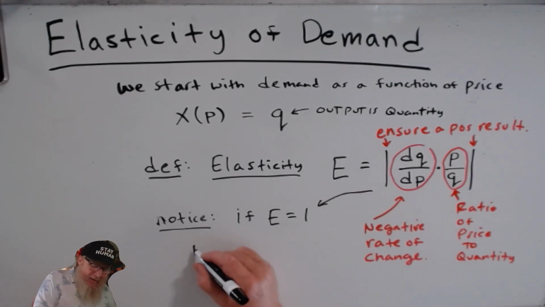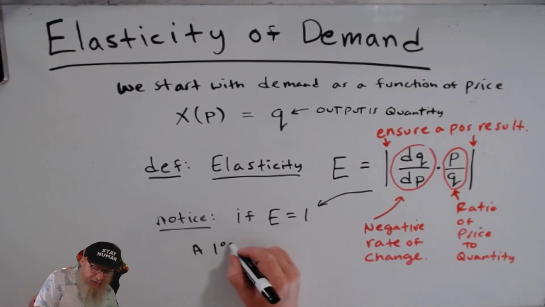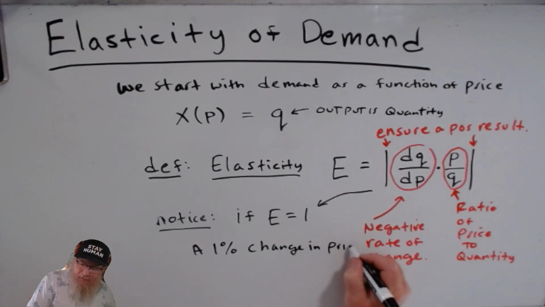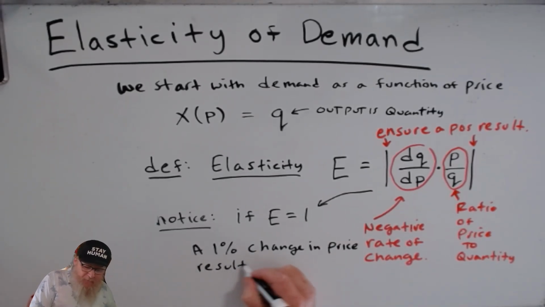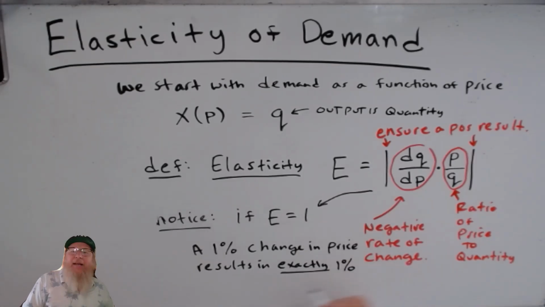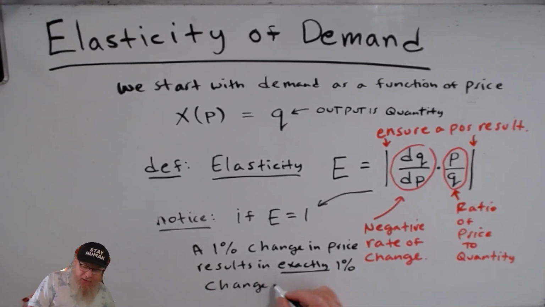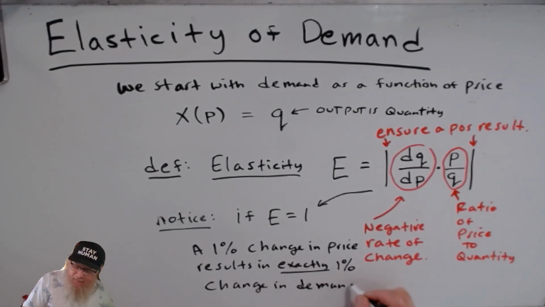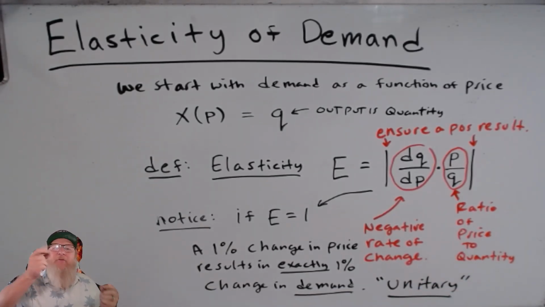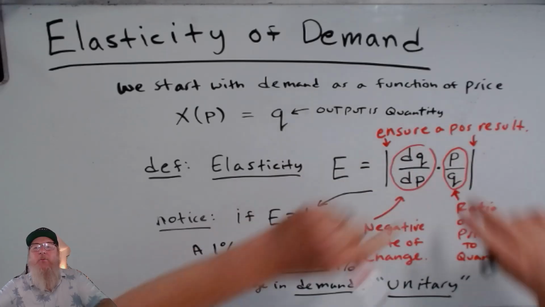It means that a 1% change in price results in exactly a 1% change in demand. And so we call that unitary. So for every 1% that we change the price, it results in exactly a 1% change in demand. And so that's why the ratios are set up this way.